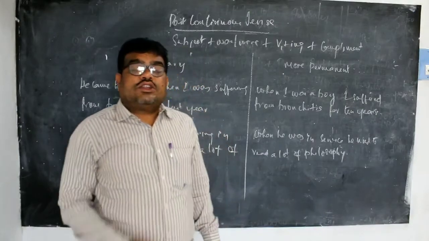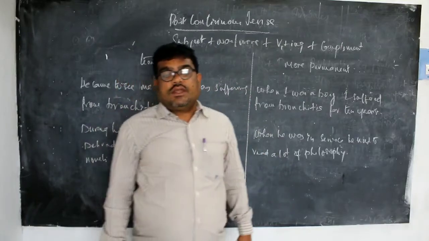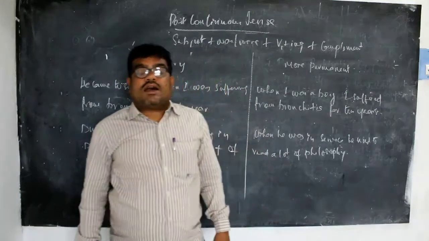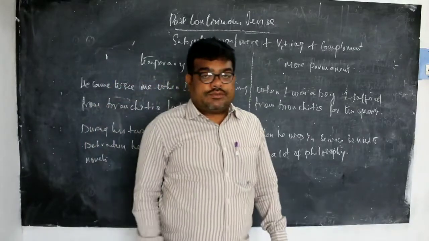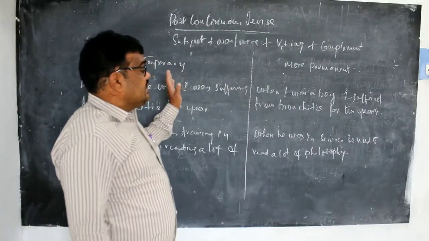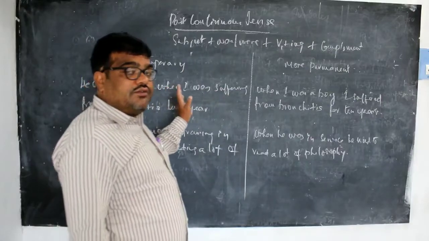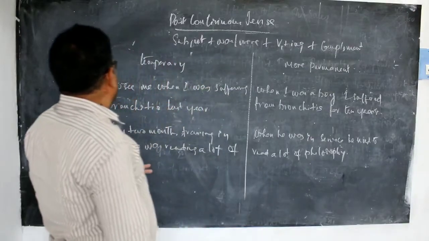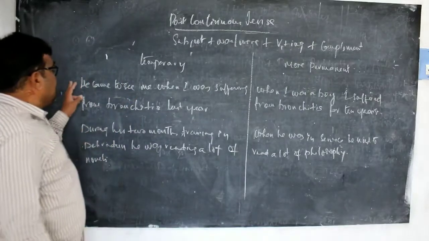The past continuous tense is used for temporary actions, whereas the simple past tense is used for more permanent situations. You see this example, and with this example you try to understand which is a longer action and which is a permanent action. You see here, temporary as well as permanent. This is a temporary example.